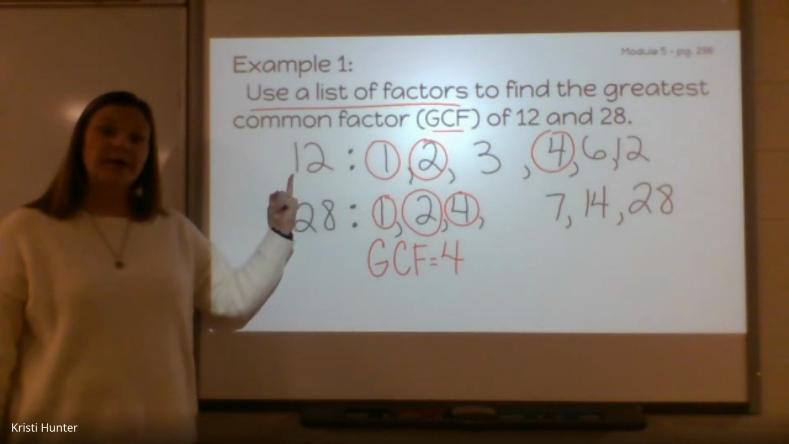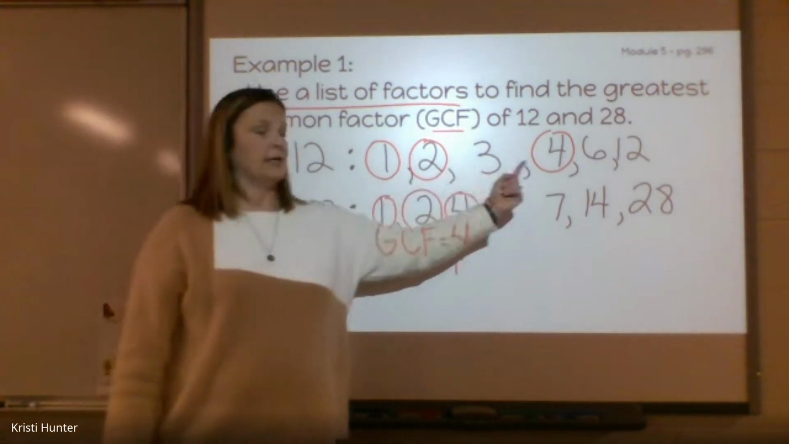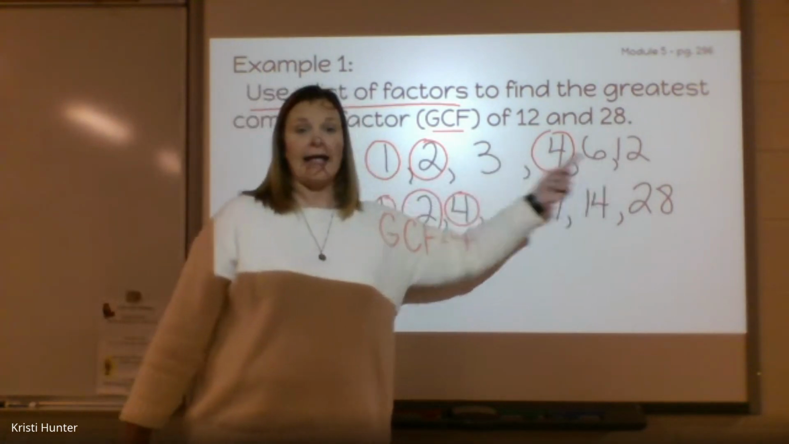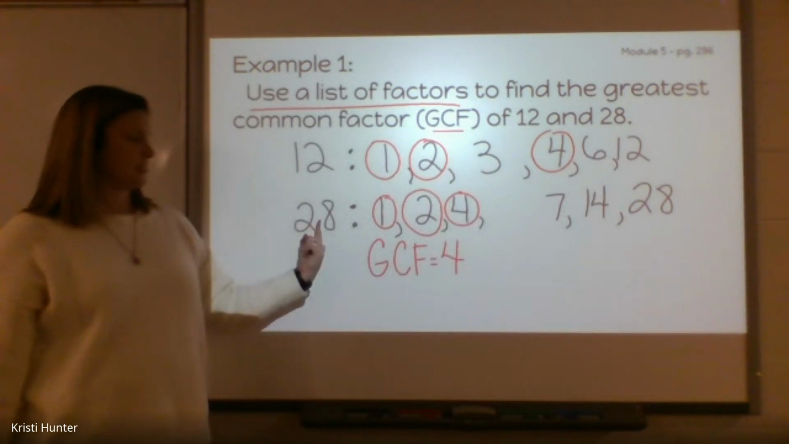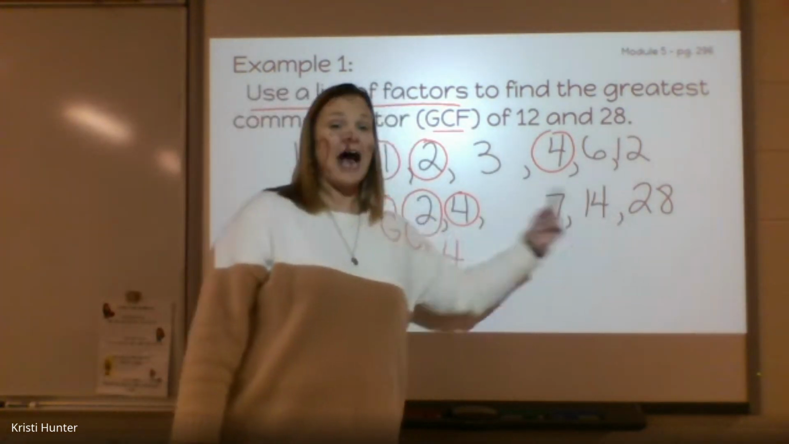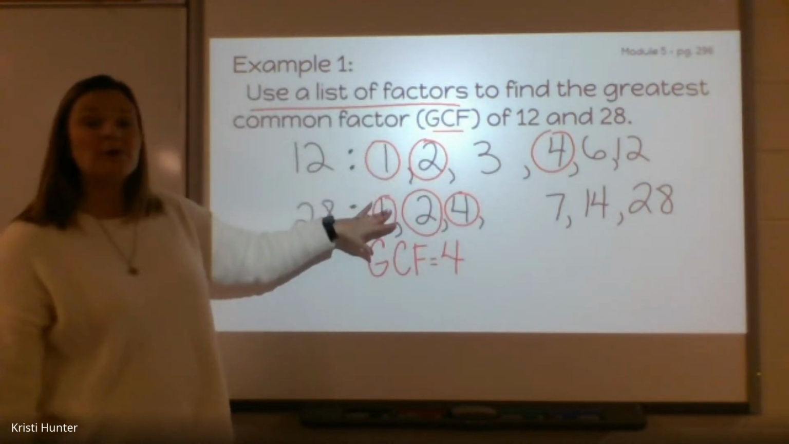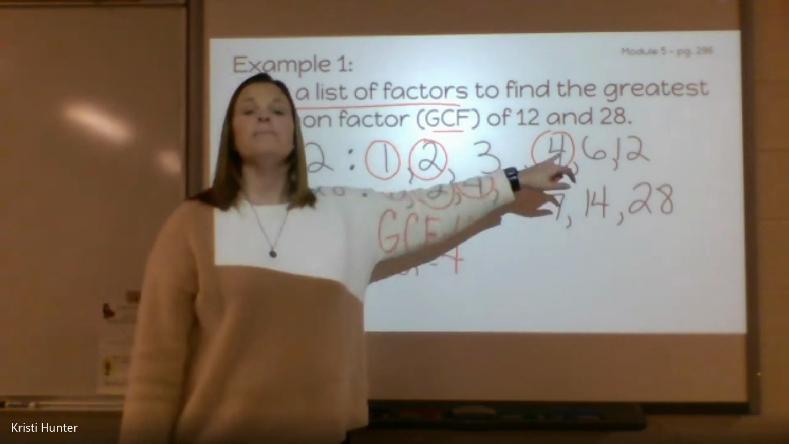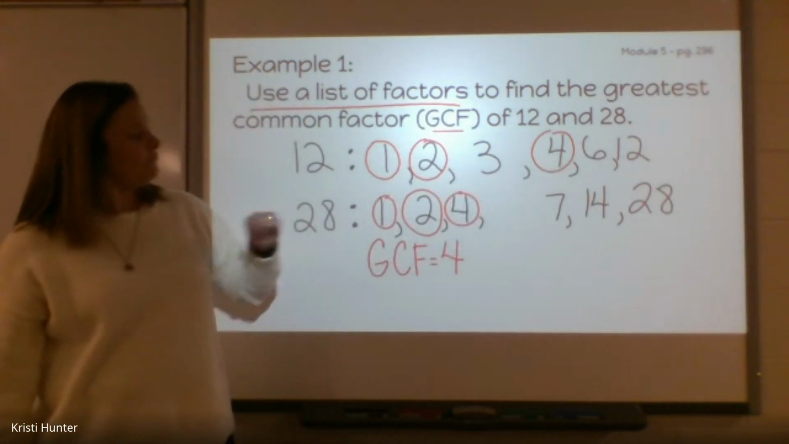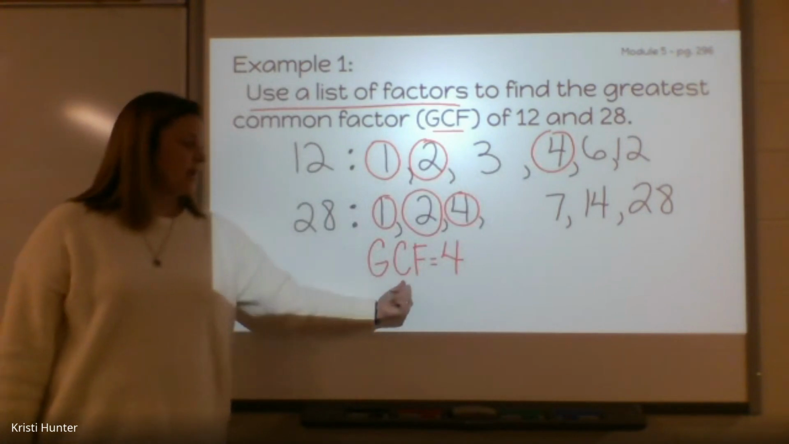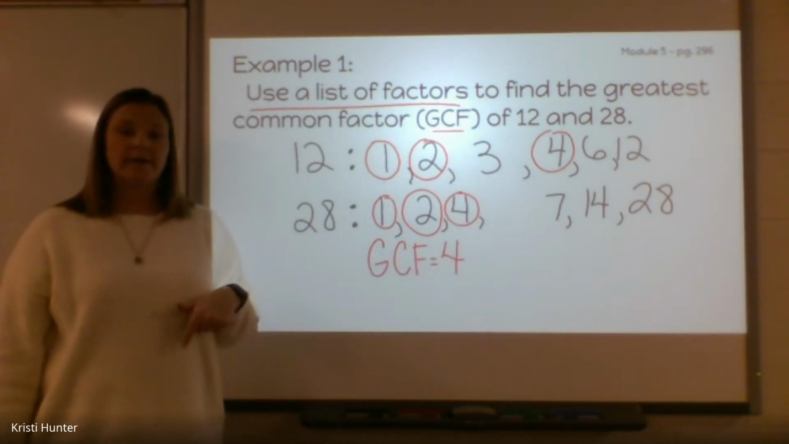I first created the list. Make sure you go in order from low to high as you write your factors. Same thing for your second number, low to high, and then see which ones they have in common and find the biggest. In this case, 4 is the biggest number that they both share. So my greatest common factor is 4.